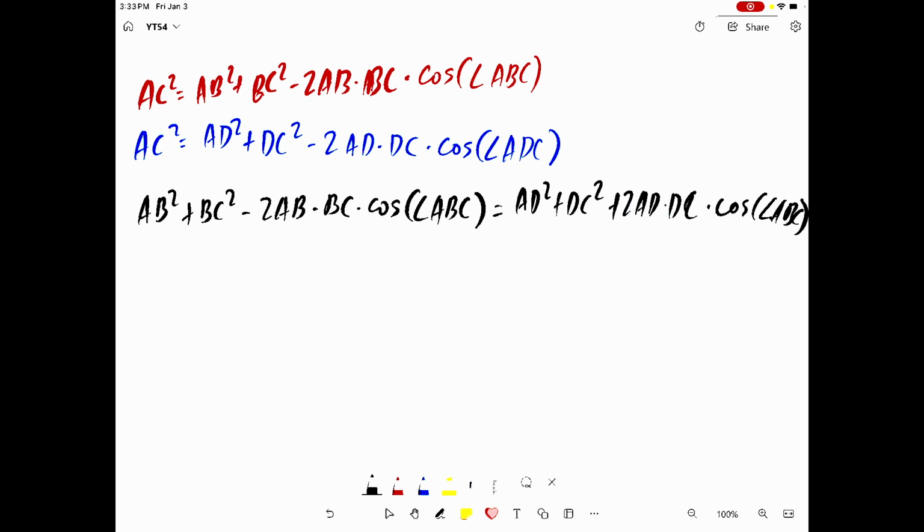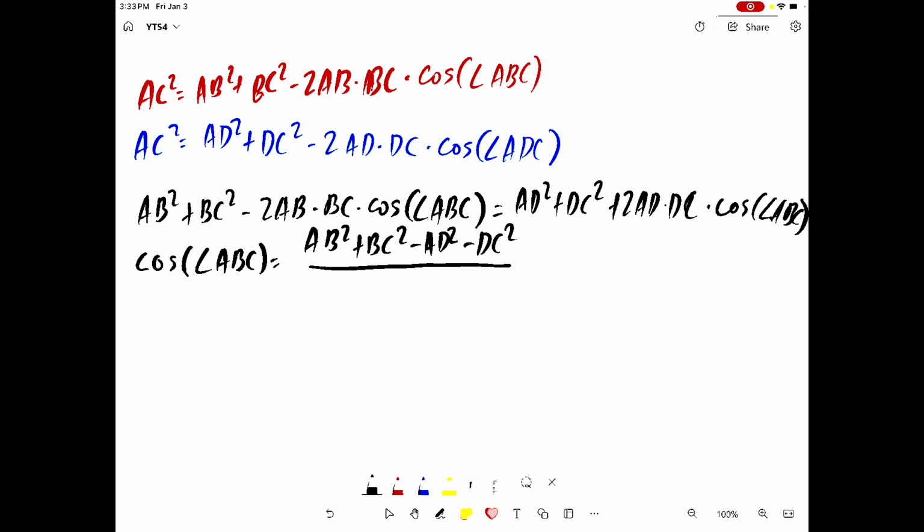Now, if we put all the terms with cosine ABC on one side and all the terms that don't have cosine ABC on the other side, and then we just factor and solve, we're going to get the equation for cosine ABC. So, cosine of angle ABC is equal to AB squared plus BC squared minus AD squared minus DC squared, all divided by twice times AB times BC plus AD times DC.